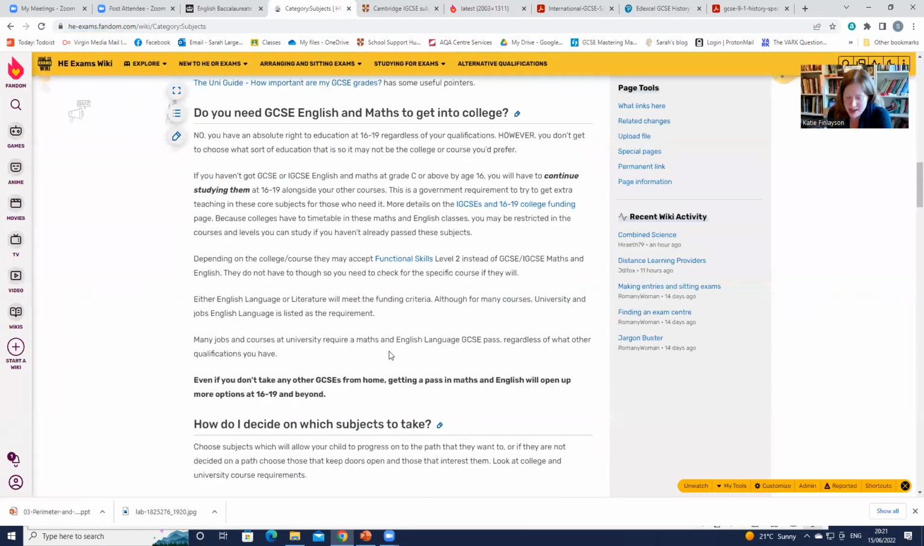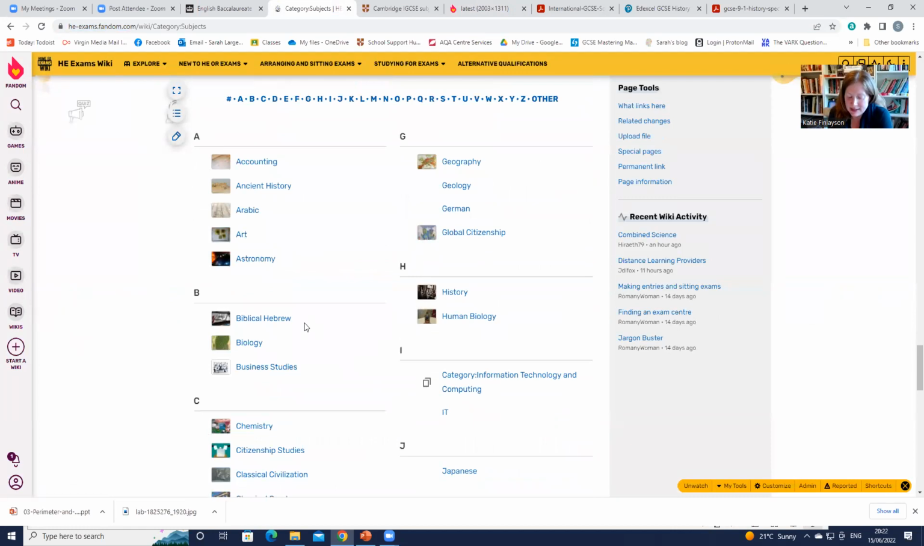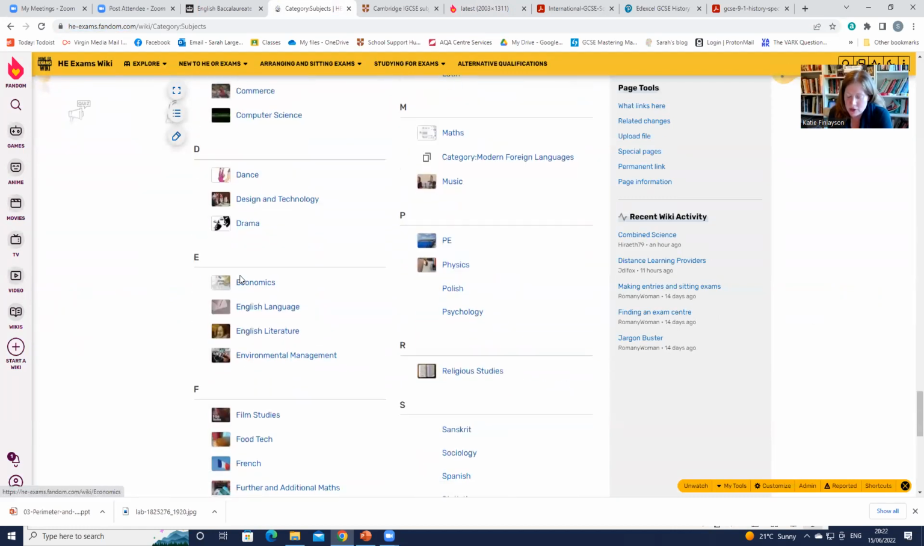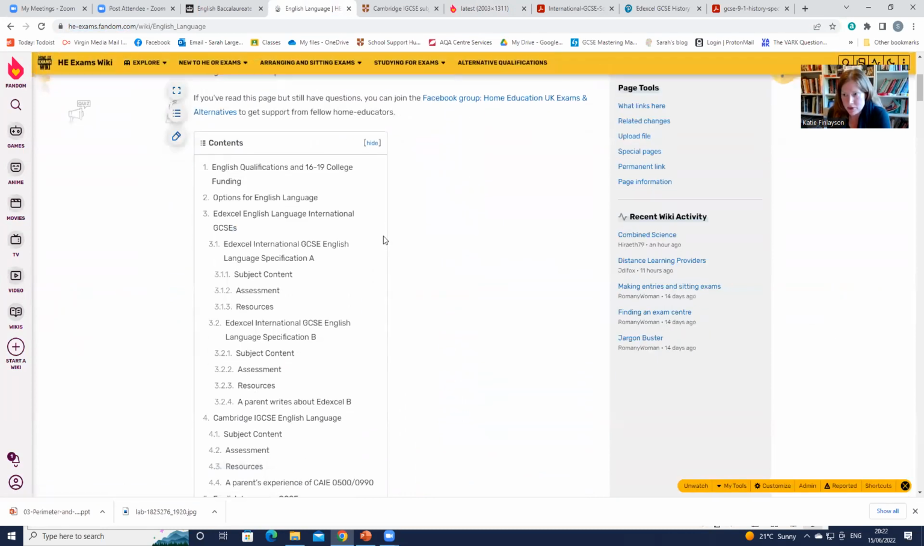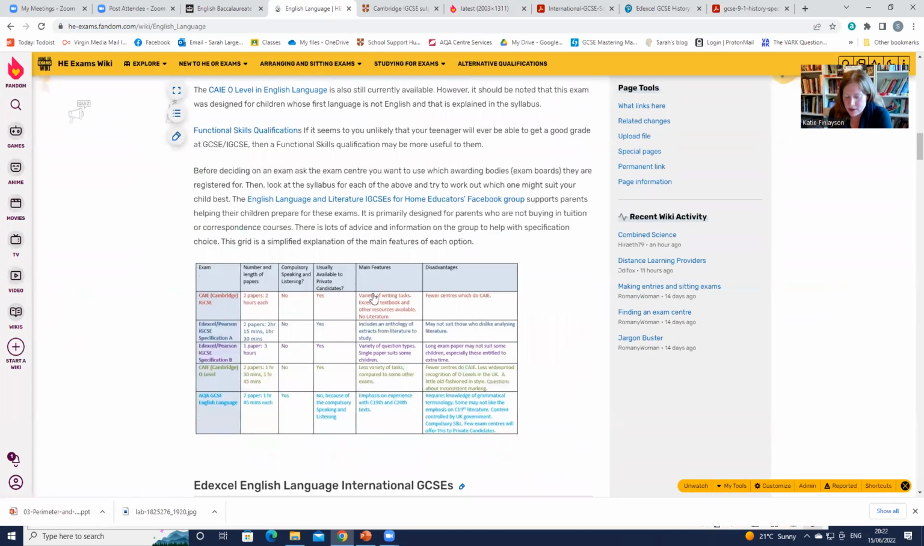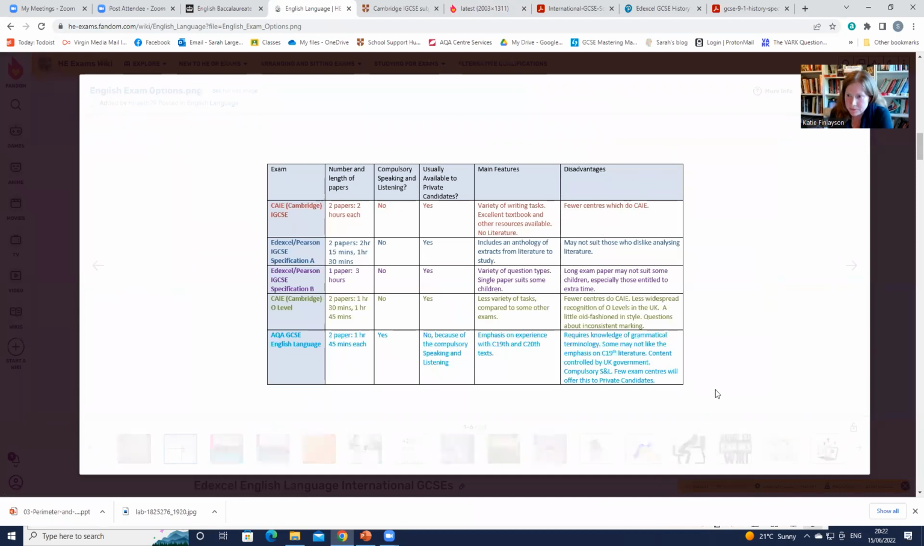There's different numbers of papers. There's different setups. So for Edexcel A, there are two different papers. Two papers for the exam. You have to sit both of the papers in the same season. One of them is 2¼ hours, and one of them is an hour and a half.